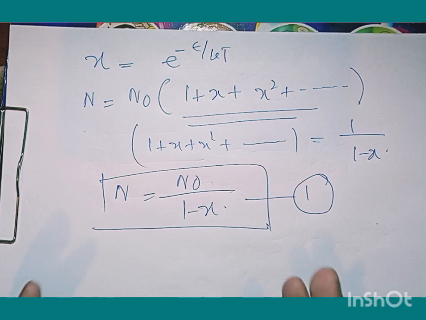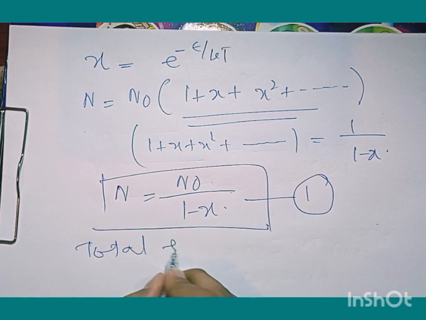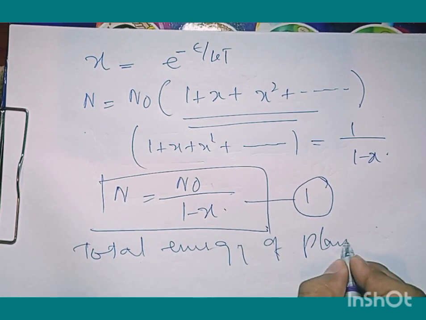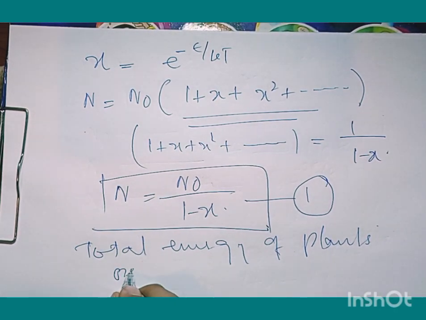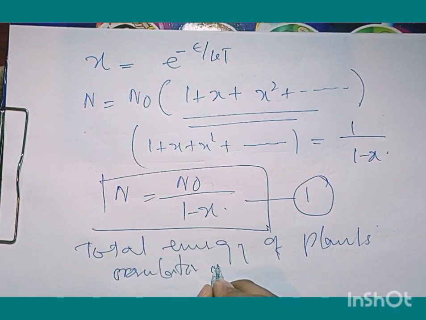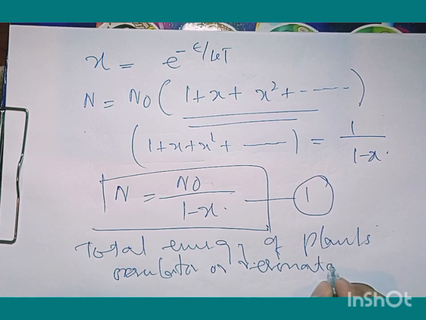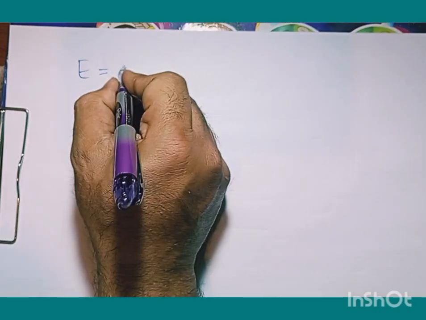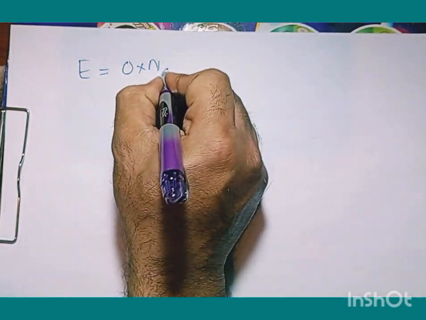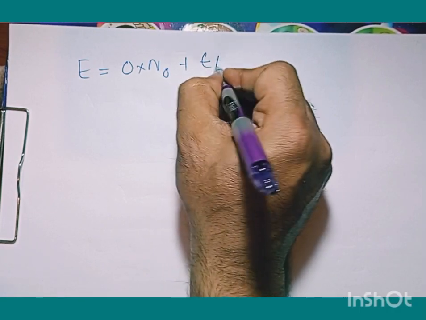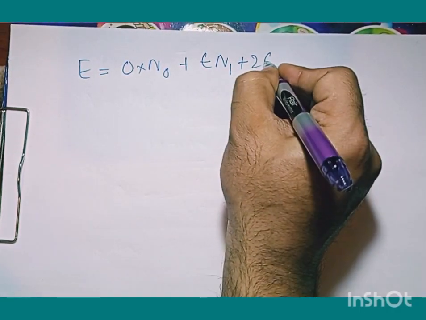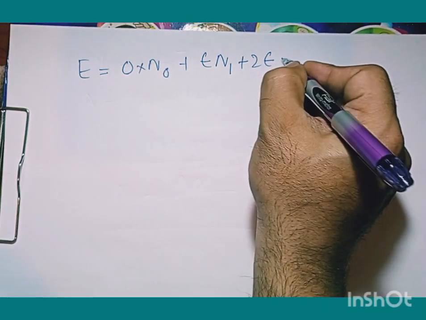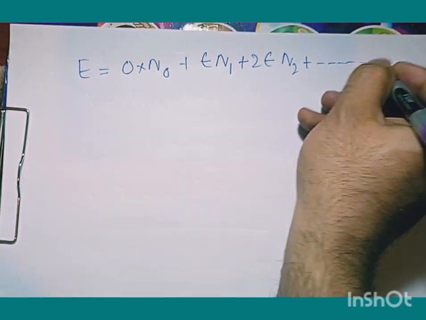Now, talking about the total energy of Planck's oscillators, or you may call them resonators. So how can we write down the total energy? I have very bad handwriting, I can't do anything with it. So for that, I can write down E as having zero energy times N0, plus having energy epsilon is N1, having energy twice epsilon, I'm calling it epsilon, N2, and so on and so forth. This will go like this.